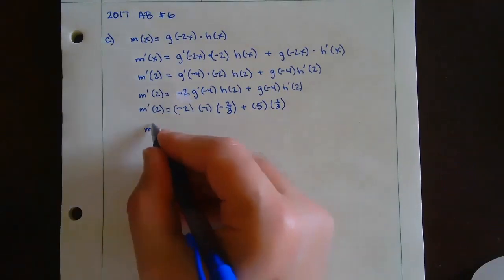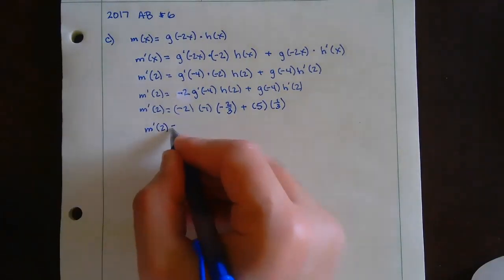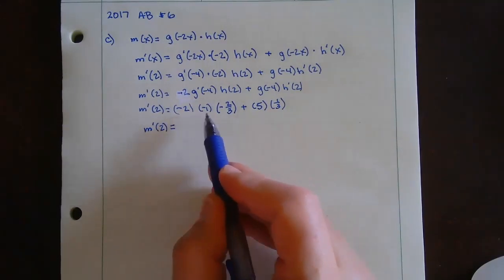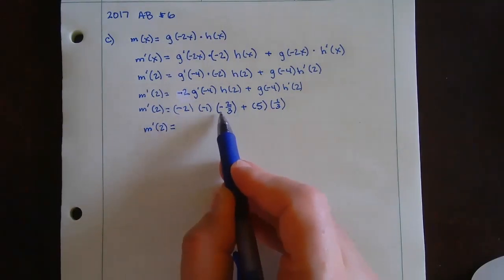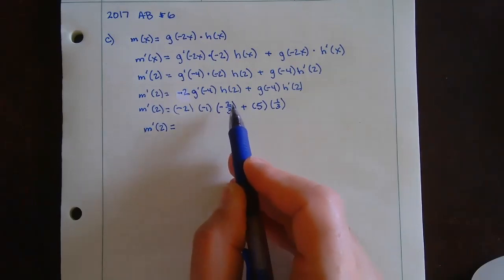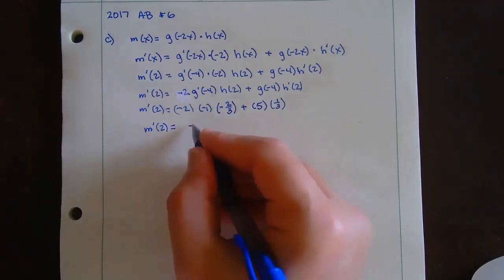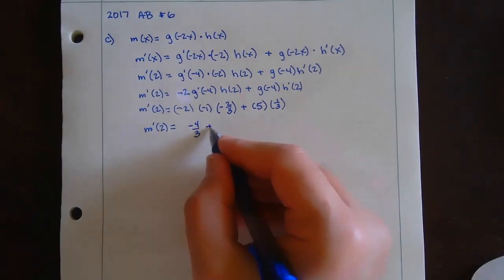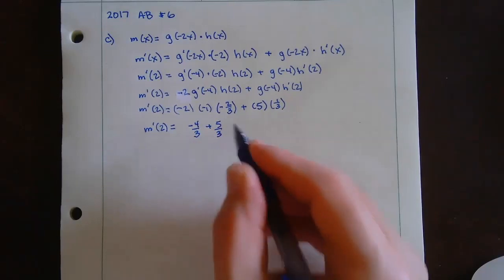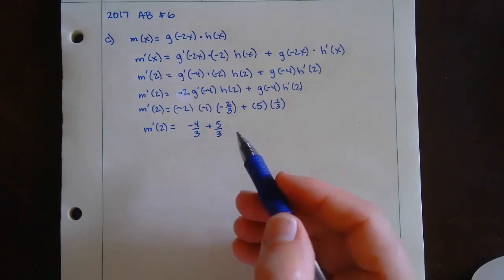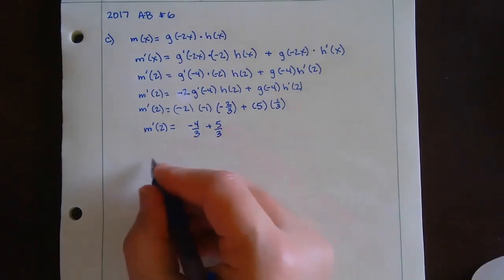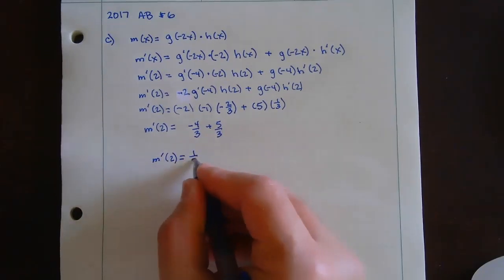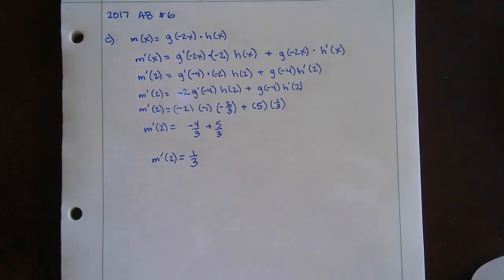So m prime of 2, you wouldn't have to keep writing m prime of 2 as long as you kept the equals going, okay? This would be negative 2 times negative 1, that'd be 2, times negative 2, that would be negative 4 thirds. So we have negative 4 thirds and then plus 5 thirds. And negative 4 thirds plus 5 thirds is 1/3. So m prime of 2 is equal to 1/3. Okay?